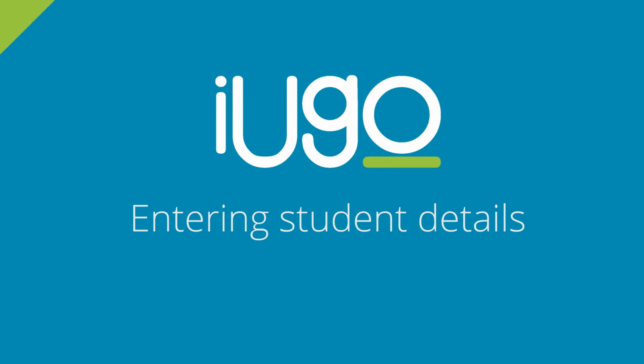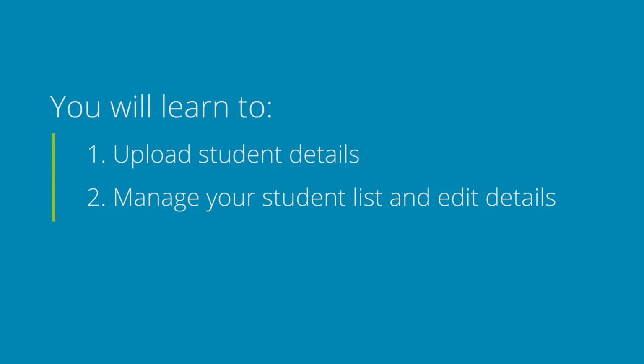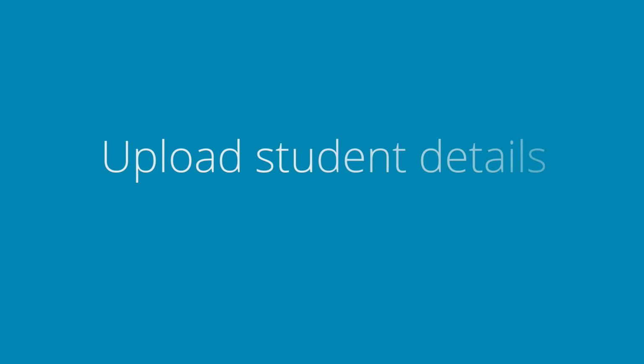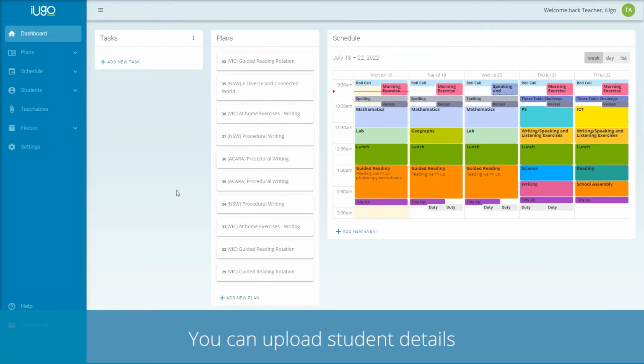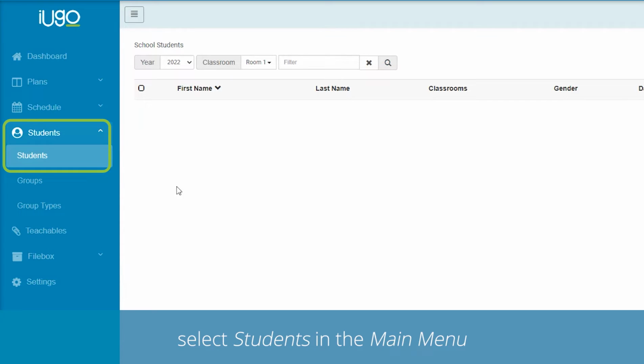In this iUgo tutorial, you will learn to upload student details, manage your student list and edit details. You can upload student details using the Student tool. To access this tool, select Students in the main menu and Students in the drop-down.